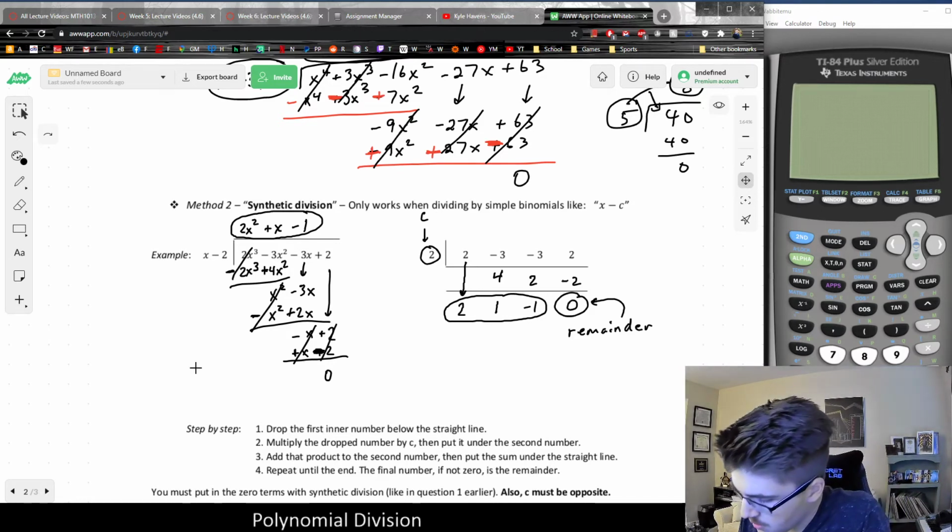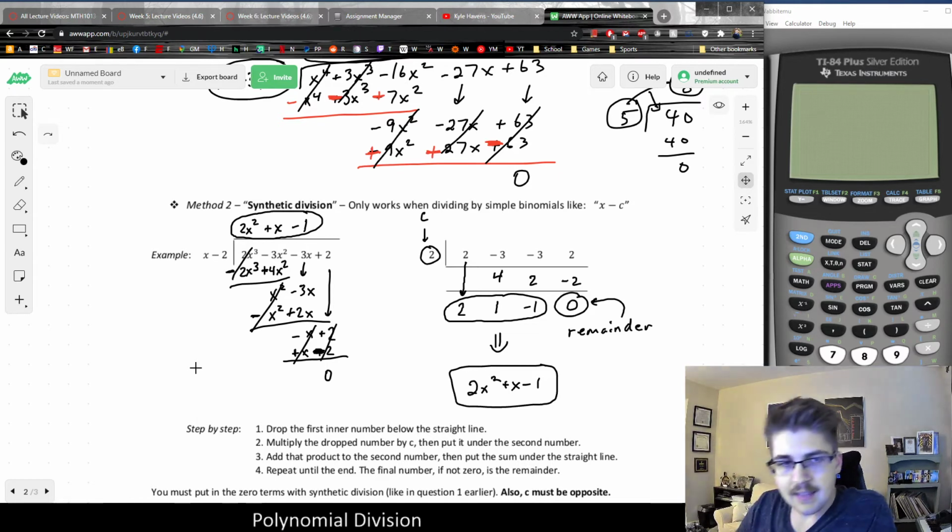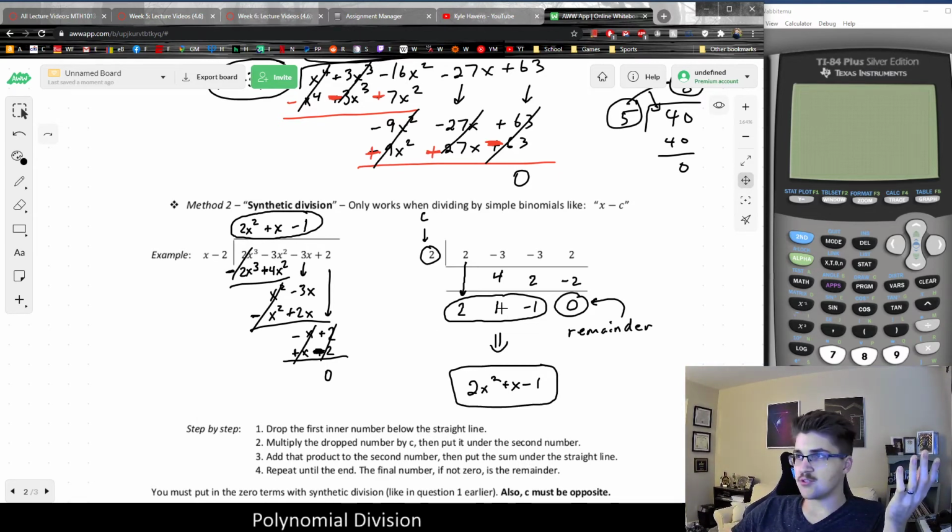So, to summarize, after all is said and done, my answer is 2x squared plus x minus 1. And again, that's synthetic division. Now, it took kind of a while here because I was trying to explain how you do it. And also, before I move to the next video, I want to talk about why did this all work?